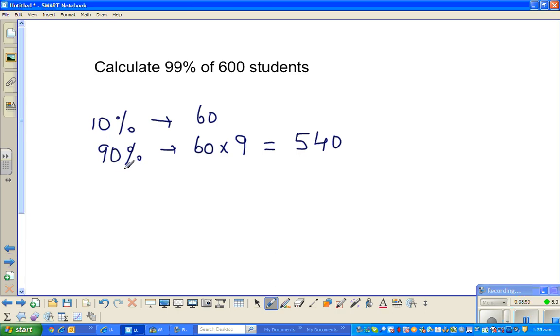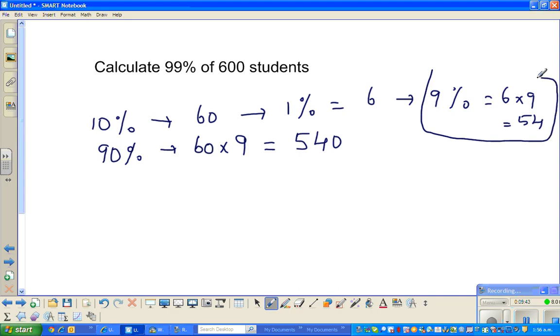Then you want to find 9%. Okay, so I think you can do it in different ways. So 10% is... so this can be done. Okay, so let me do the long way. So 1% is 1/10 of this, so 1% is 6 students. And from this, I can say 9% is 9 times this number. That is 6 times 9, which is 54. So this is my 9%.